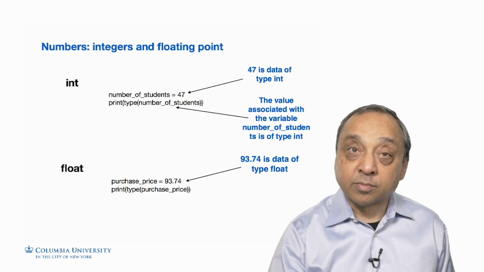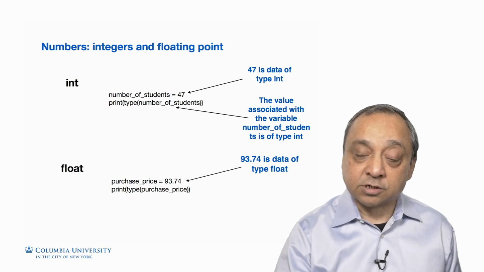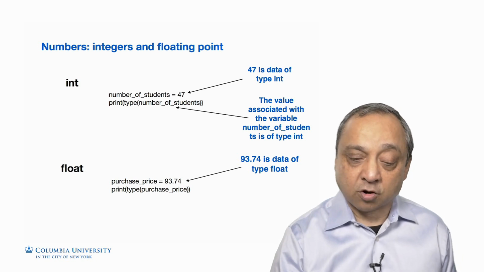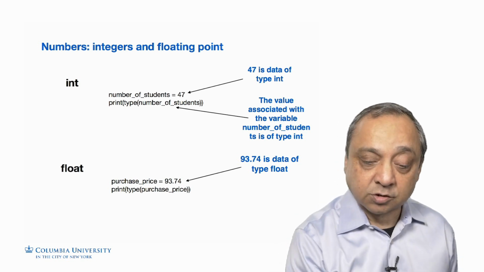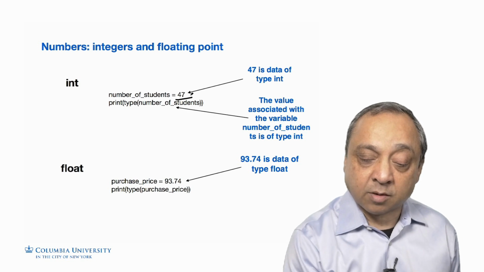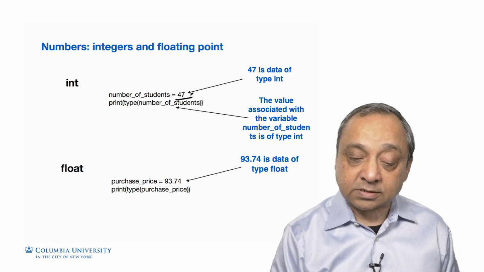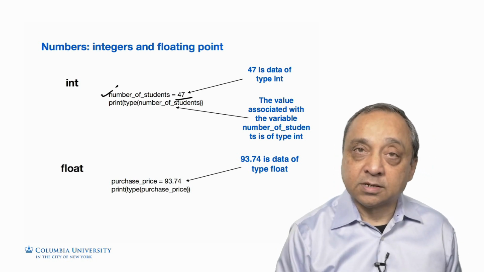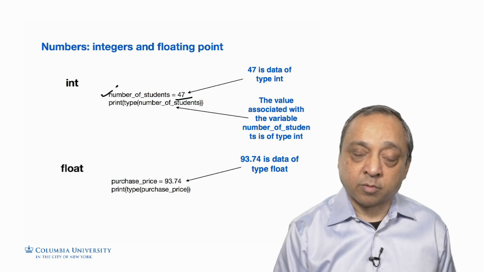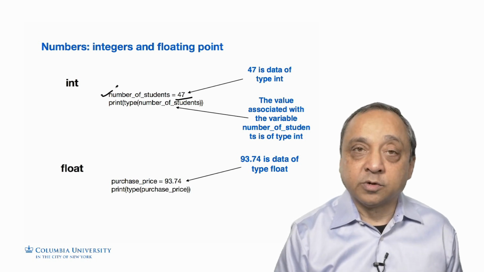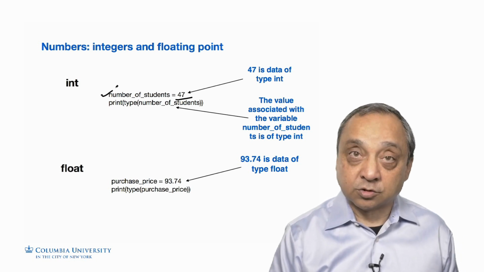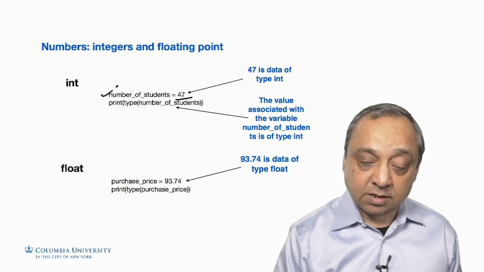So let's start with the basic data types in Python, and just like in any other language, you have numbers, and the numbers are either integers or floating point. The way we specify them in Python is that they are determined by the context in which they appear. So here, for example, we have the number 47, and the number 47 is an integer. Therefore, the variable number of students takes an integer value and it automatically becomes an integer variable, which means that all integer operations are now applicable to the variable number of students.